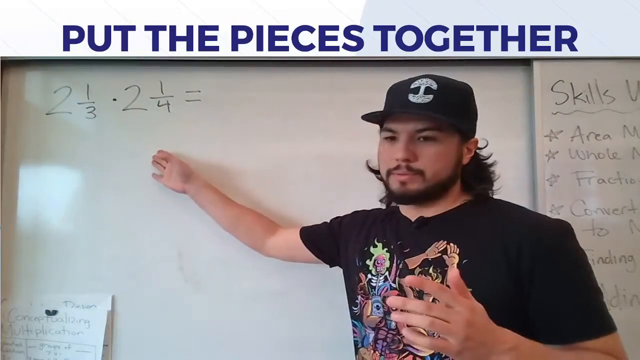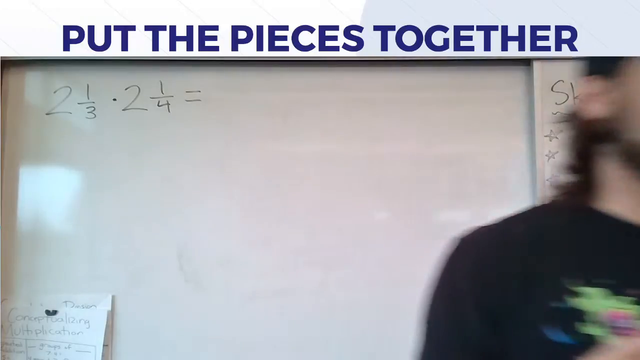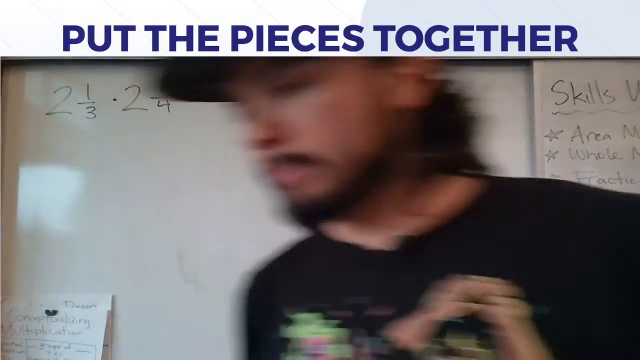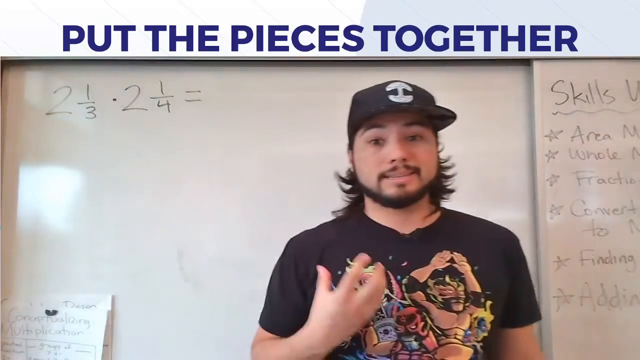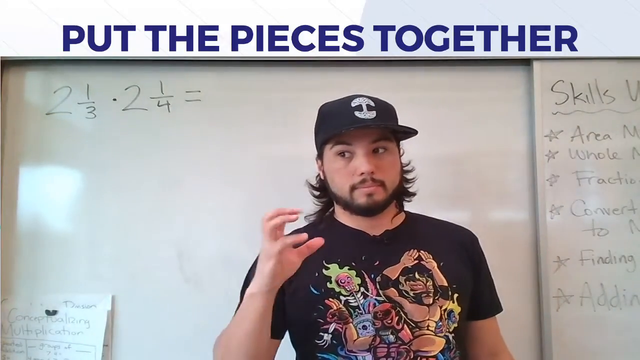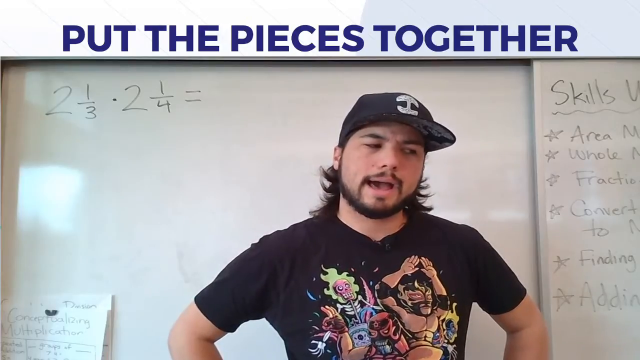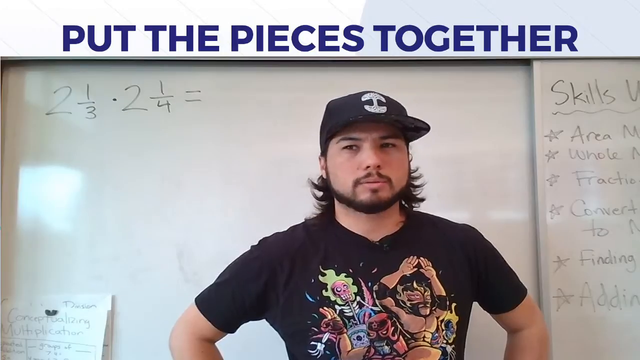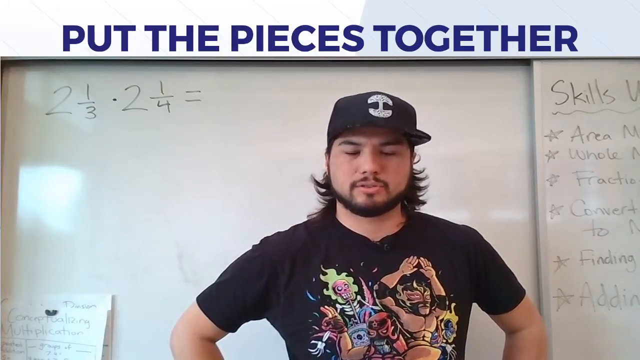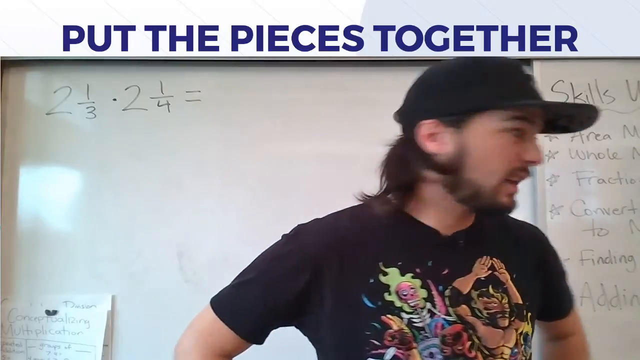We're going to start with this one, 2 1/3 times 2 1/4. What we're going to do with this is start with this idea of an area model. This is why I had us review yesterday how to multiply a two-digit number times another two-digit number using an area model, because we're going to use it again today.